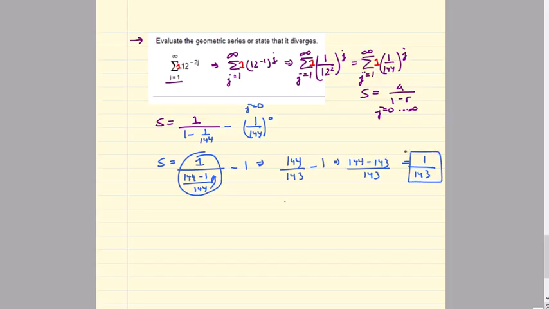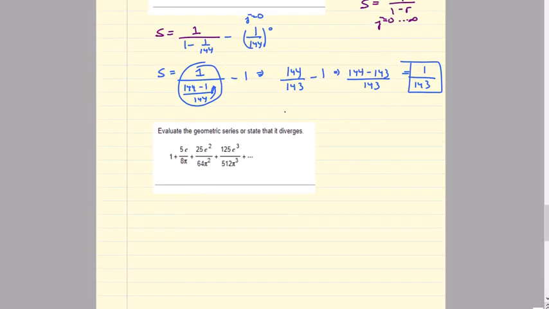So this is my exact answer. And again, a lot of times the instructions will be very specific: type an integer or a simplified fraction. They don't want a decimal here. So this next one is interesting as well.